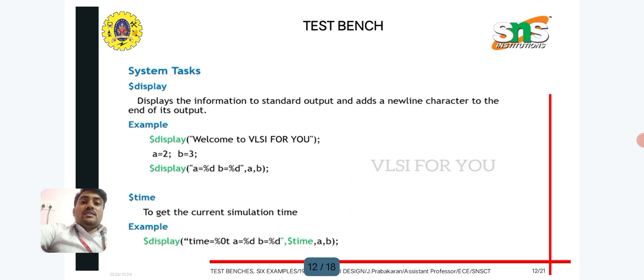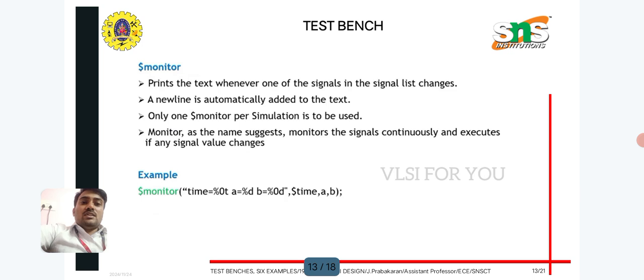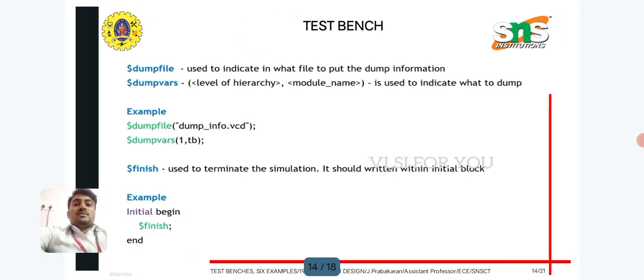Dollar display, this is a system task, displays the information to standard output and adds a new line character to the end of its output. And dollar monitor, these are also optional. And dollar dumpfile is used to indicate in what file to put the dump information. And dollar dumpvars is used to indicate what to dump. And dollar finish is used to terminate the simulation.